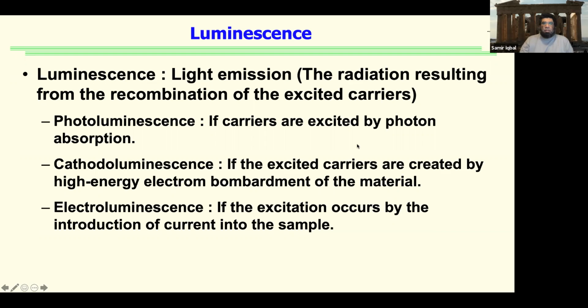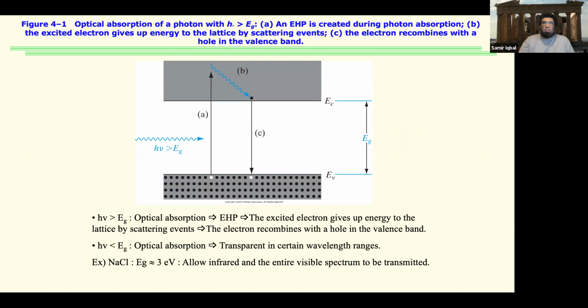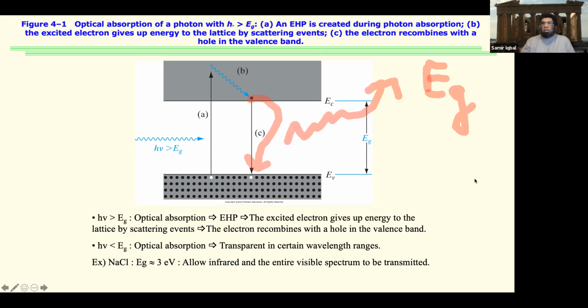So if we look back, this part C is what we call luminescence. This is the electron going back and, in the process, emitting a photon which has energy equal to the band gap energy, right? With me so far?